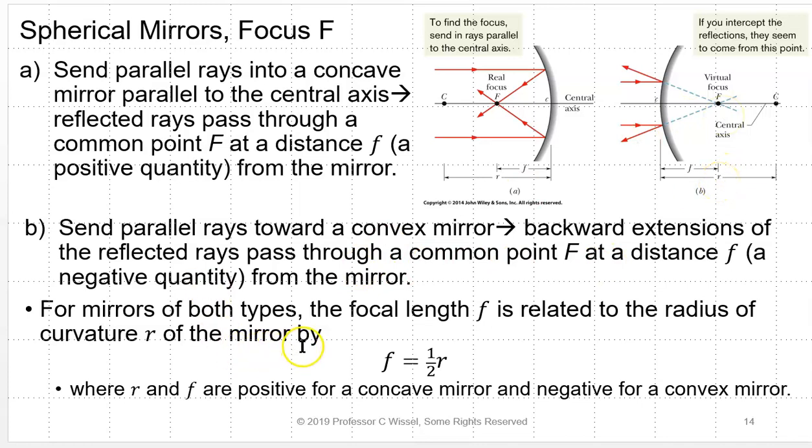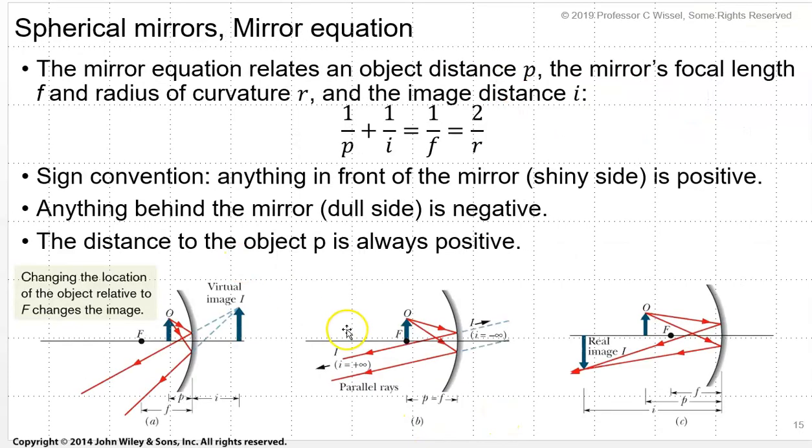For mirrors of both types, the focal length is related to the radius of curvature of the mirror by f = 1/2 R, where R and f are positive for concave mirrors and negative for convex mirrors. Okay, now the mirror equation. The mirror equation relates an object's distance p, the mirror's focal length f, the radius of curvature R, and the distance to the image i. It is 1/p + 1/i = 1/f, and that also equals 2/R. Now, this will be useful for the lens too. This one is only for mirrors.